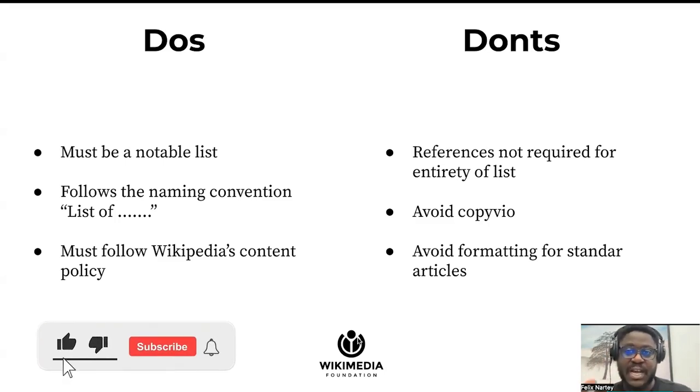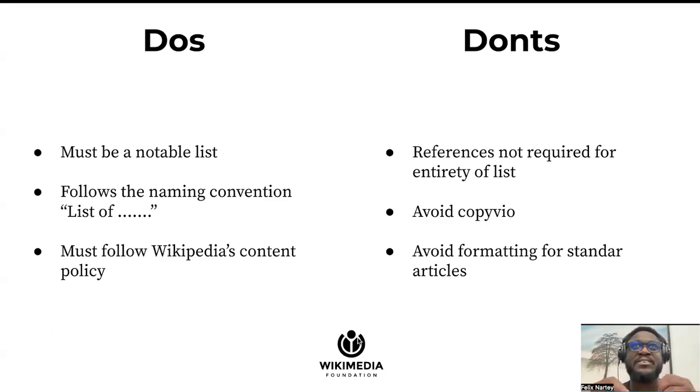Then some of the don'ts are: references are not necessarily required. So like your normal article where you'll be needing referencing for every fact or everything that you put on the list, articles don't require something like that. And so you can go on and write a list with just one or two citations, and then that's it. You don't need anything.